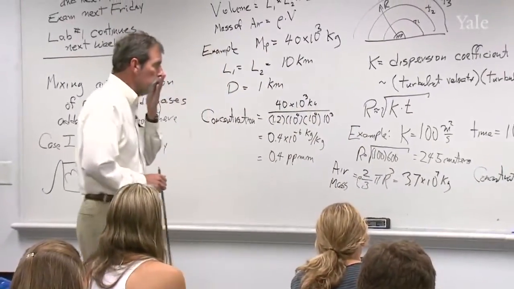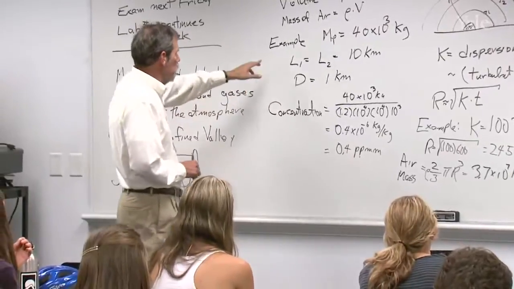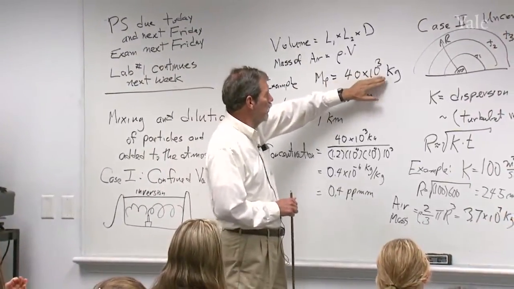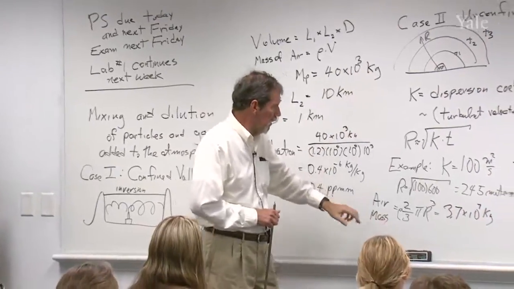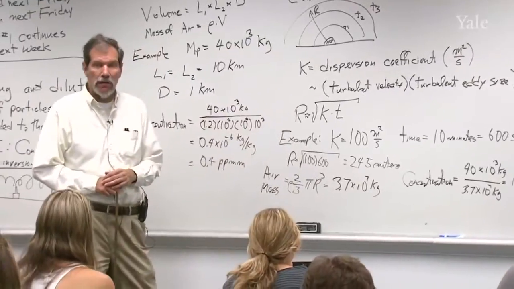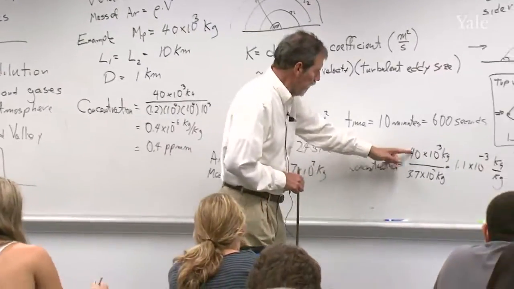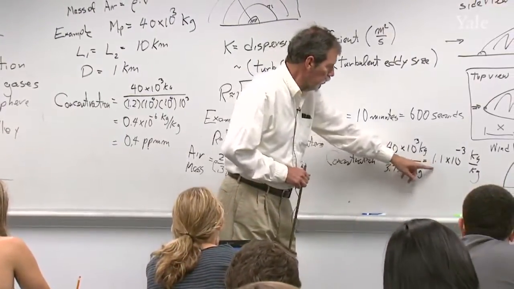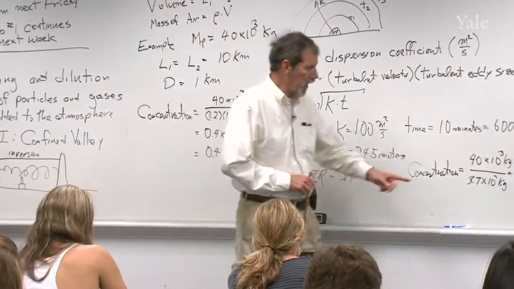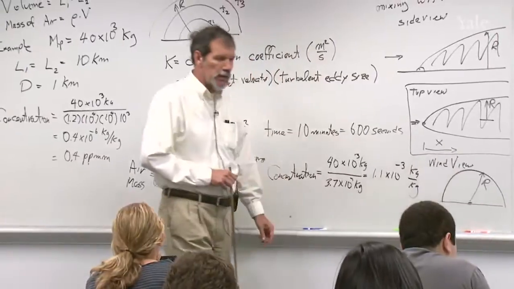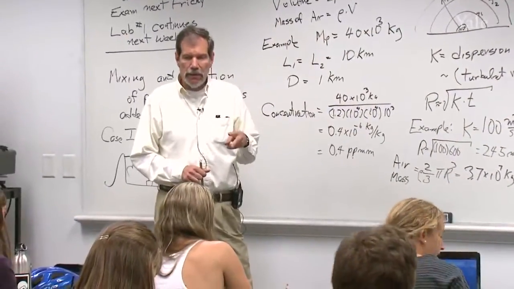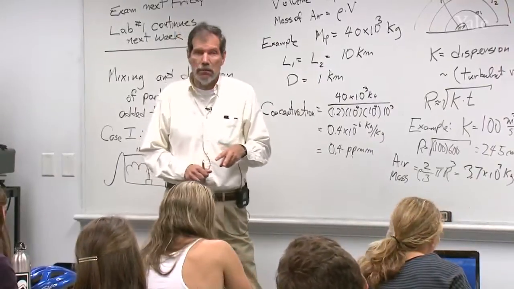So what have I done? I've mixed in, I'm going to use this same source here, I've mixed in 40 times 10 to the 3rd kilograms of pollutant into 3.7 times 10 to the 7th kilograms of air. So the concentration is given by that ratio, and it's 1.1 times 10 to the minus 3. Again, you could cancel that out, or you could say kilograms per kilogram. Kilogram of pollutant per kilogram of air.